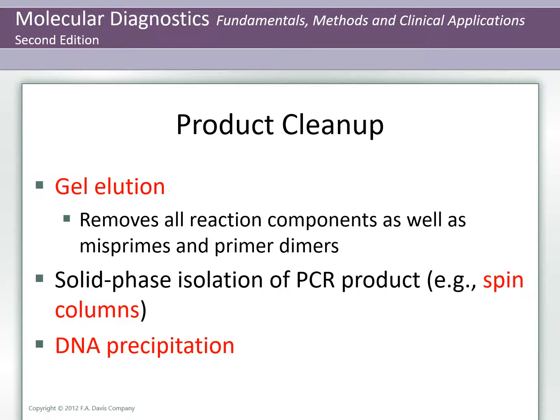Gel elution removes all reaction components as well as misprimes and primer dimers. Solid phase isolation of PCR products, such as spin columns, bind DNA to a column and rinse away the rest of the reaction components by centrifugation. DNA precipitation is a method used to purify or concentrate DNA by adding compounds such as ethanol.